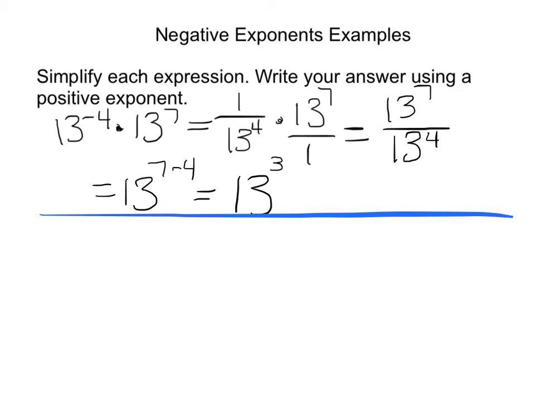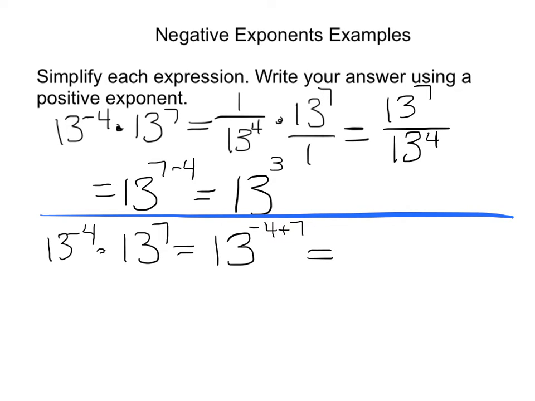So let's start off again with my 13 to the negative 4 times 13 to the 7th. Here I do have the same common bases, and I'm multiplying, so I can use my product of powers. So I'm going to keep my base, and then I am going to add my exponents. So if I have 13 raised to the negative 4 plus 7, negative 4 plus 7 equals 3. So as you can see, we can reach the same solution using several different methods.